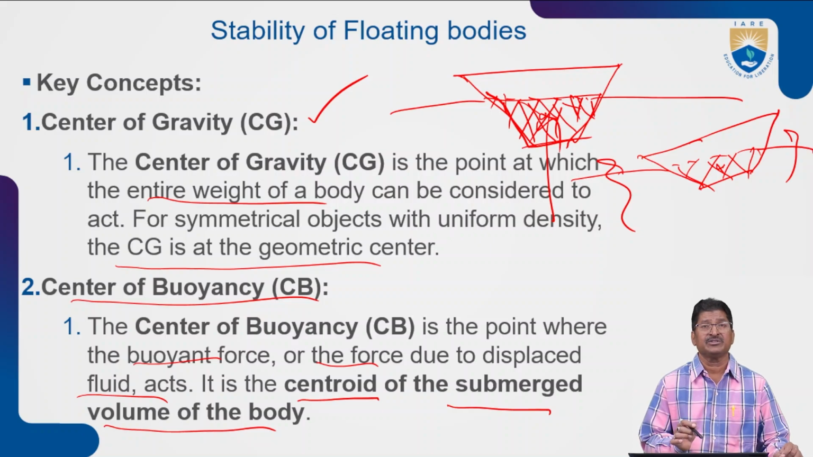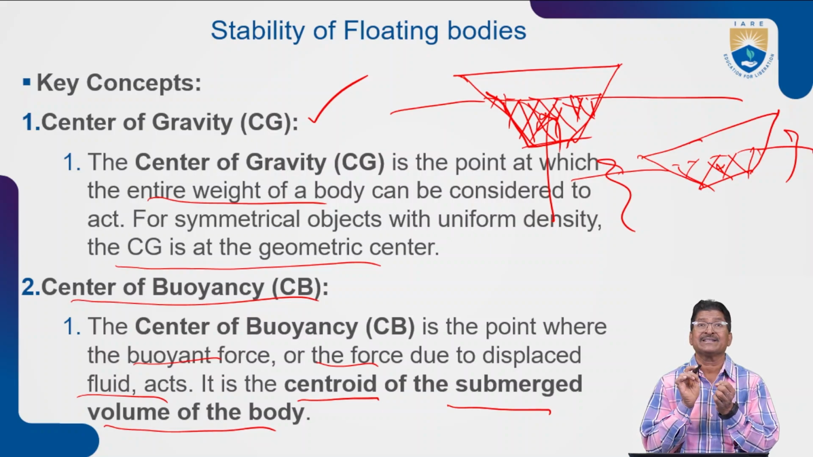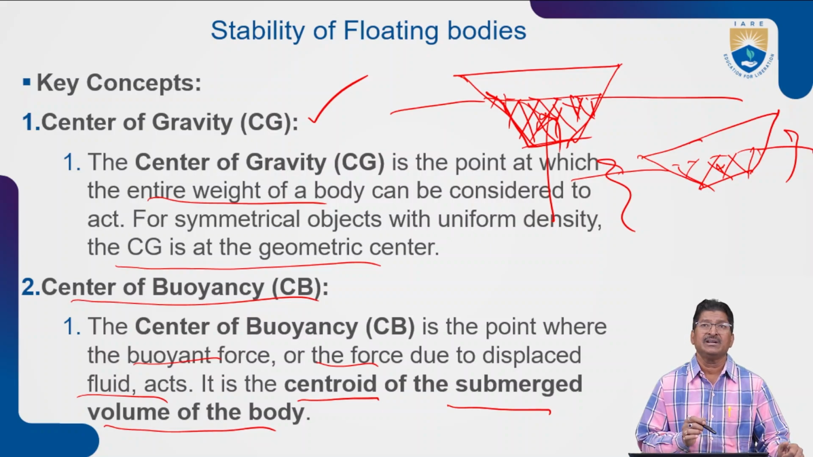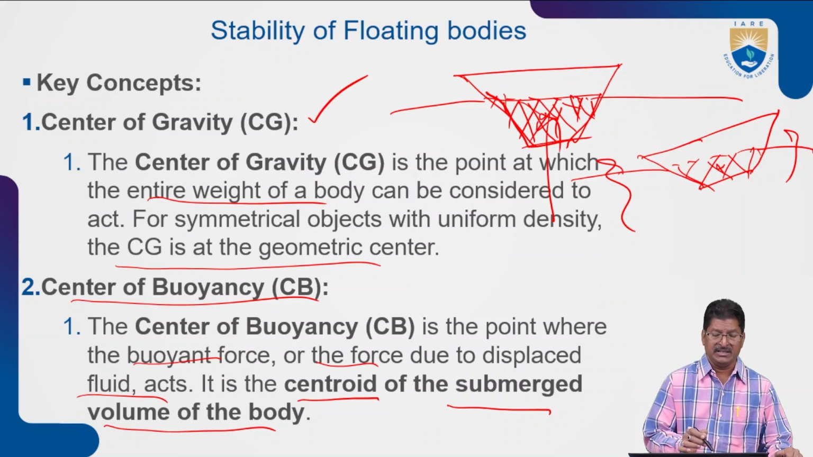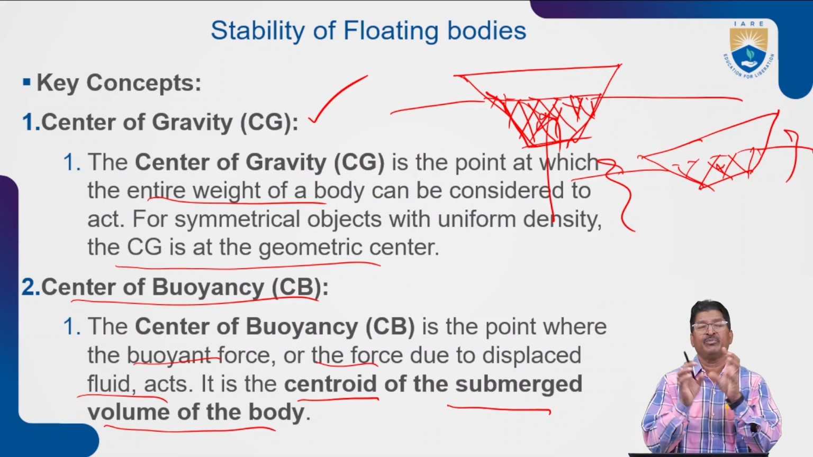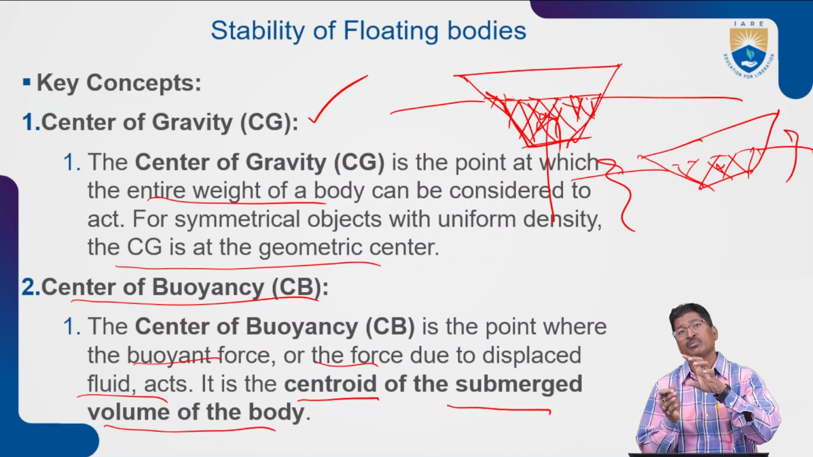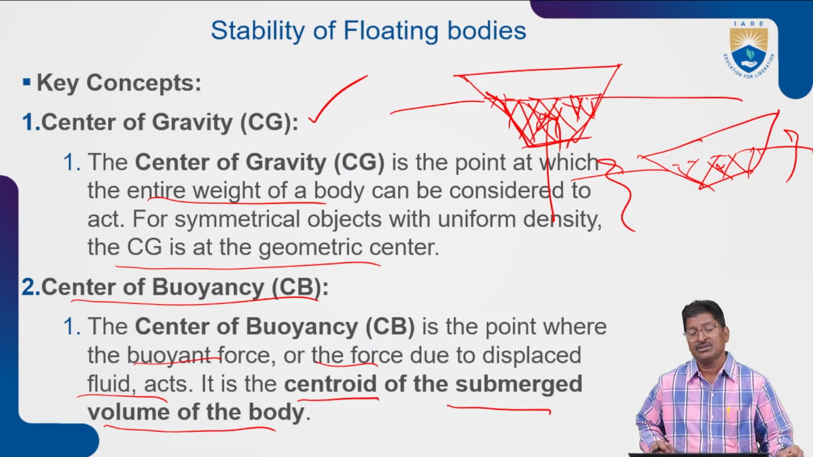Center of buoyancy is similar to the center of gravity. The total buoyancy force, the upward force, acts at some point. That point is called the center of buoyancy. It is the centroid of the submerged volume of the body. That means the centroid of the volume of water displaced by the submerged portion of the body is called the center of buoyancy. It is denoted as CB.